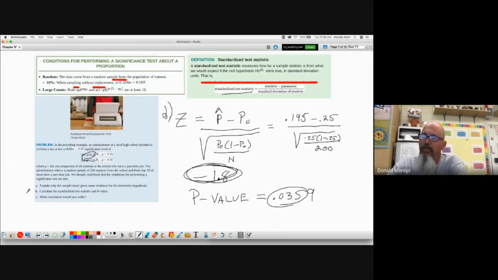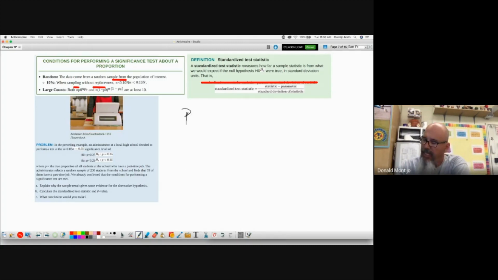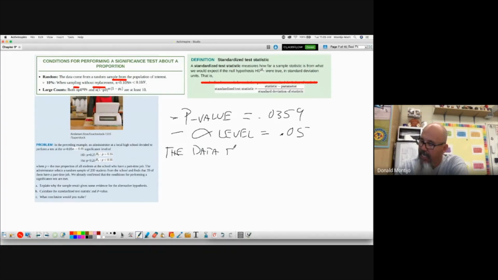All right, and then finally, part C says, what conclusion would you draw? Okay. Well, the p-value we calculated was 0.0359 or whatever it was, something like that, right around there. But the alpha level is 0.05. Since this p-value is less than the alpha level, we would say that the data is statistically significant.